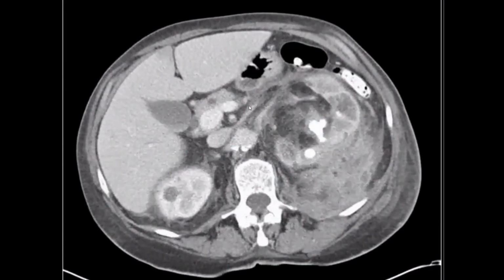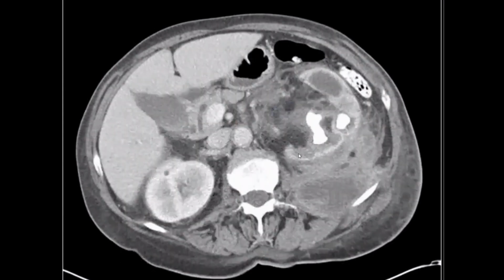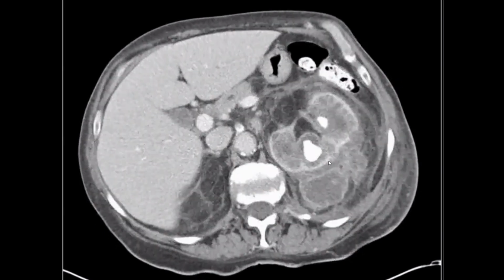So as you described, this is a left renal vein. I think it is stretched, but it is opened. Yes, and as you said, the left kidney is markedly swollen, and we have dense branching stones within the kidney, and we have extensive perinephric stranding and cystic collections at the posterior pararenal space crossing the abdominal wall.